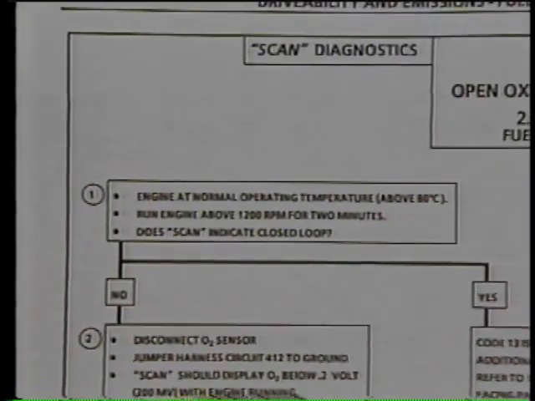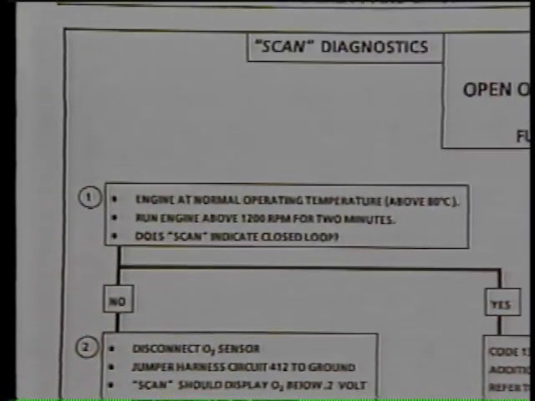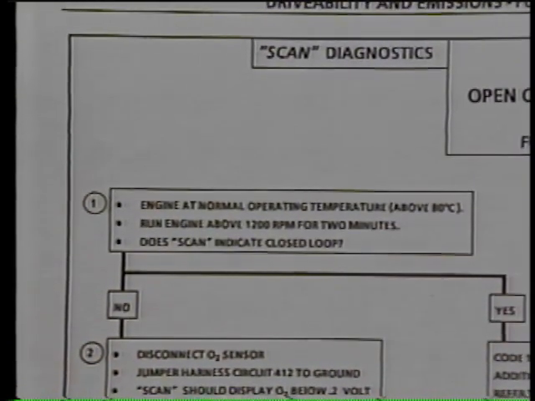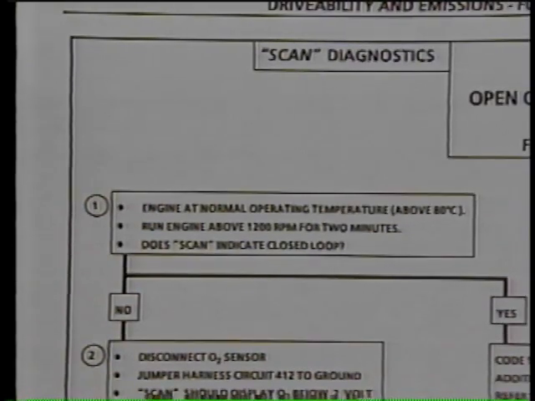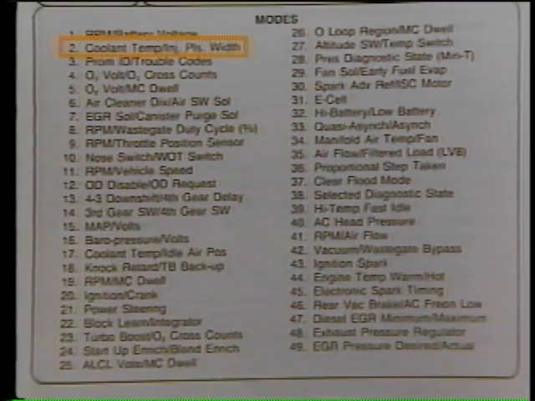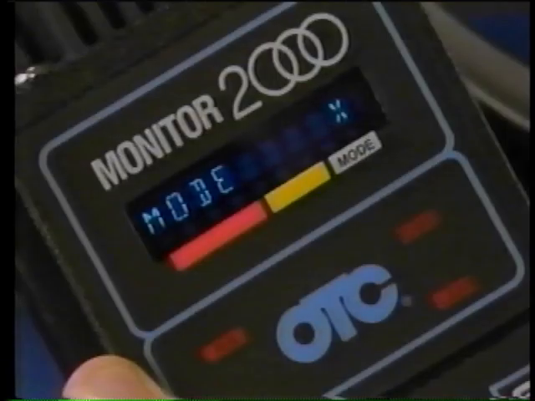The diagnostic chart tells you to begin testing by warming the engine up to operating temperature. And there's a quick way you can check this with the scan tool. Turn to the mode chart in the instruction manual and find the number that represents coolant temperature. In this case, it's number 2. So push the mode button on the keypad once.